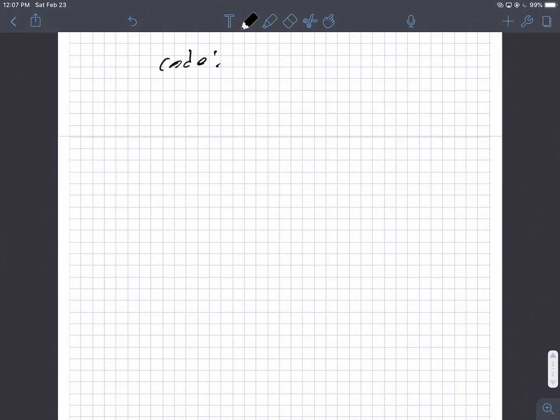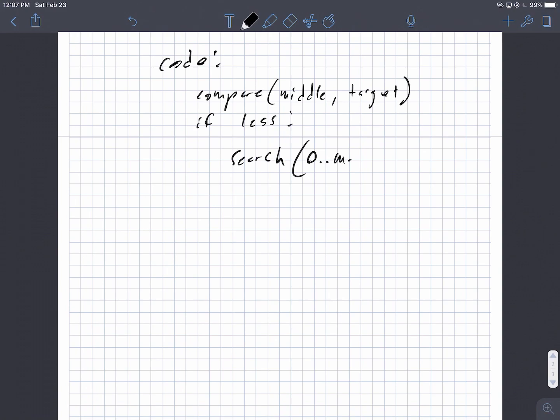You compare the middle element with the thing that you're looking for, the target. And then if less, of course this is pseudocode, if less, then recurse, or I guess search, on 0 to the middle element. Otherwise, search on the middle element to the end.